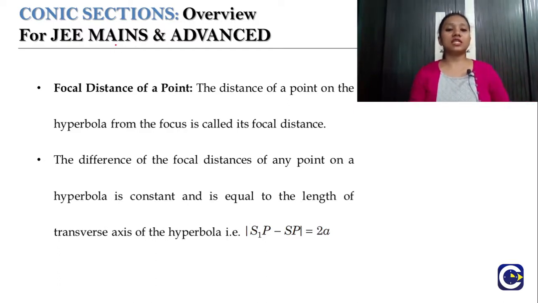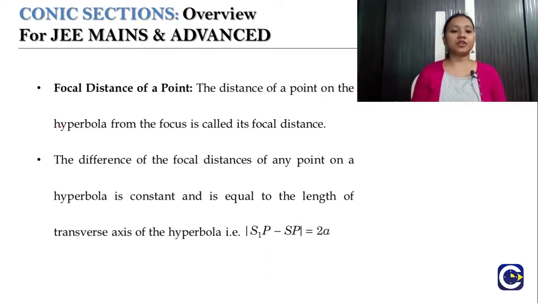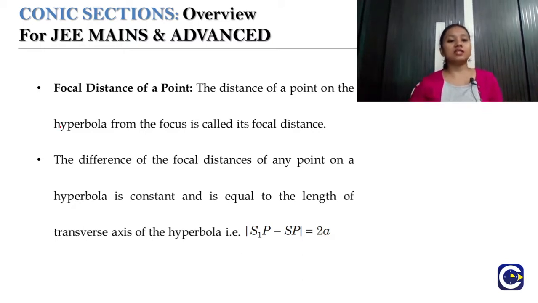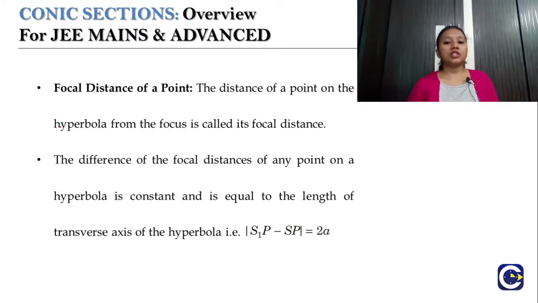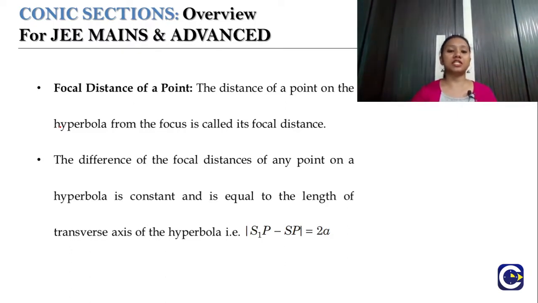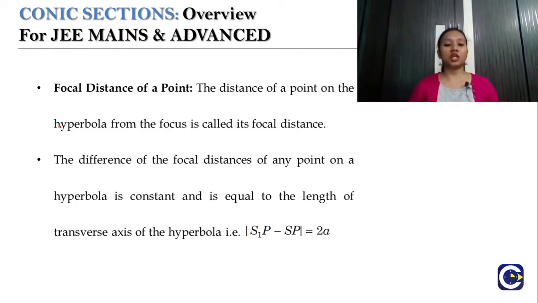So that focal distance is nothing but the distance of a point on the hyperbola from the focus. So it's as simple as that. From any point to the focus is nothing but the focal distance, right? So if you guys remember, in ellipse also we have defined the definition of ellipse with respect to the focal distance, right? So the same concept is also applicable in our hyperbola, but with a slight difference.